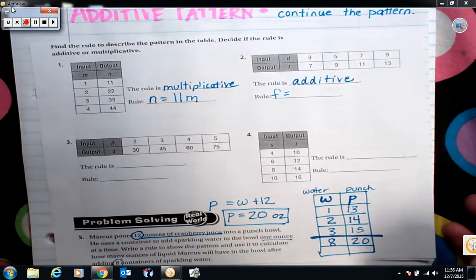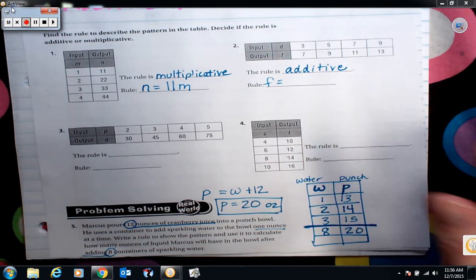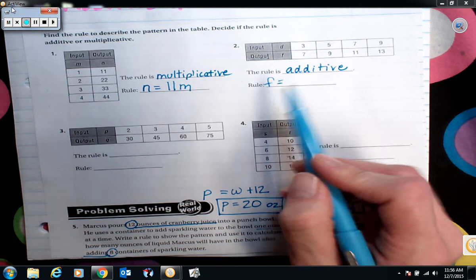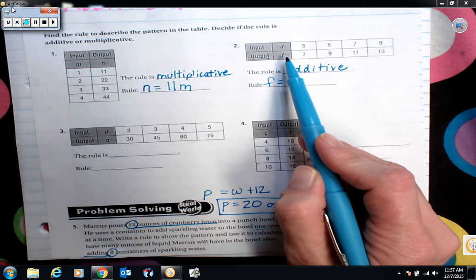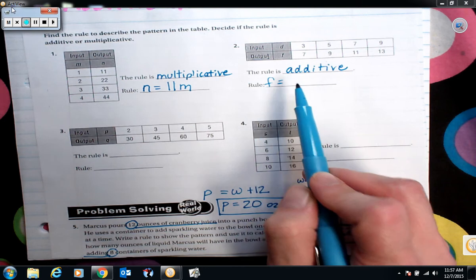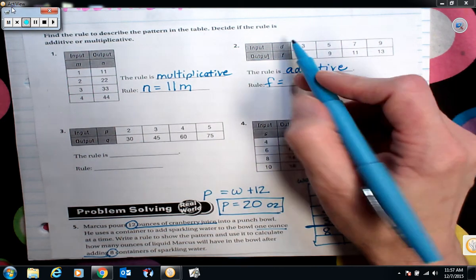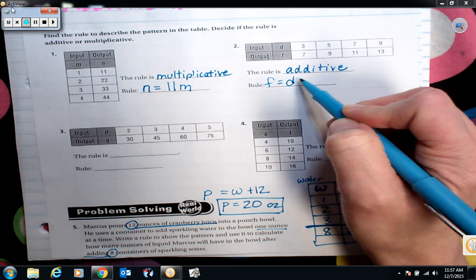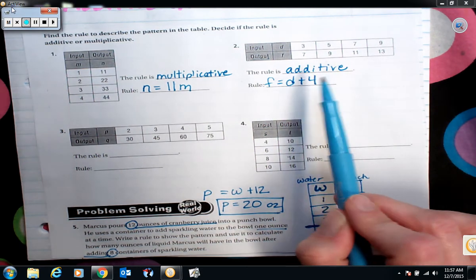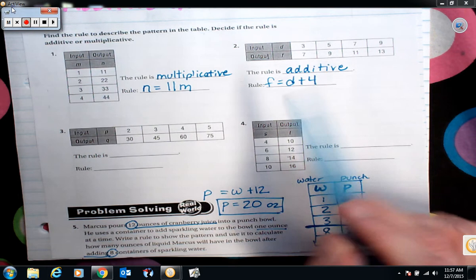And then I need to write the rule in an equation. So I'm always going to start in my equation with the output. So this output is given a variable f. So I'm going to start with f equals, then I'm going to take the input d and add 4. So for any value d, if I add 4, it will give me value f.